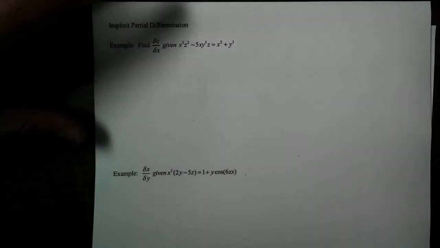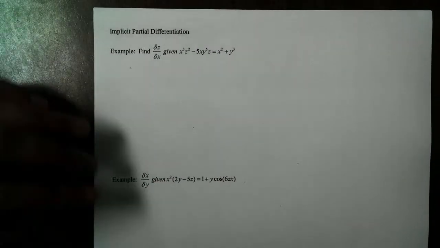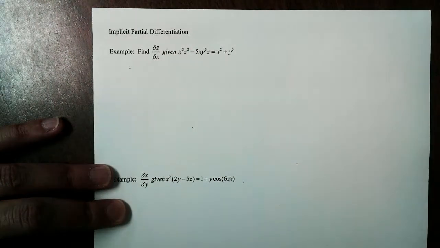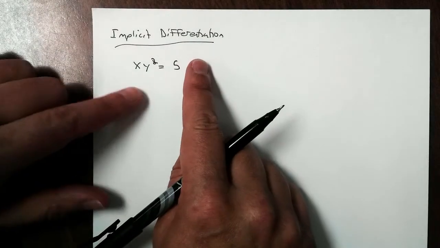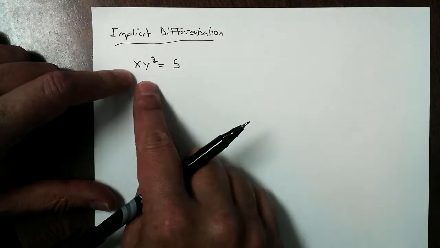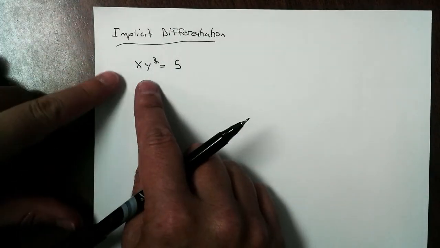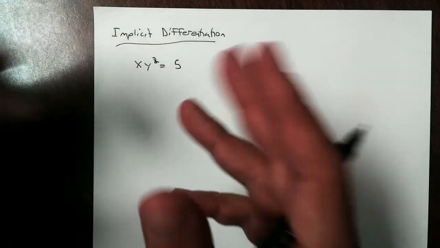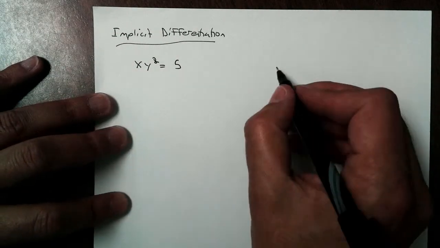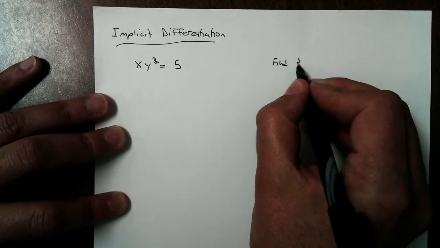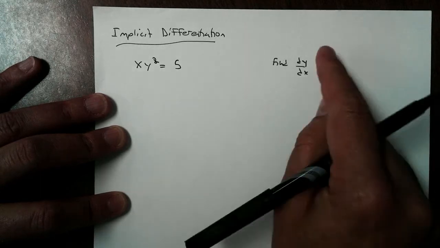Alright, so we are going to be looking at implicit partial differentiation. Before we do that, let's review implicit differentiation from last year. Let's say we have this function. Remember, we call these implicit because it's not explicitly defined. It's not like x equals or y equals. And we're asked to find the derivative of y with respect to x.